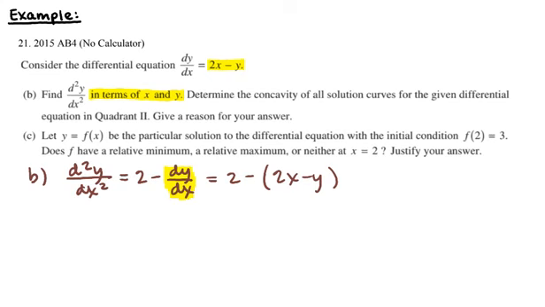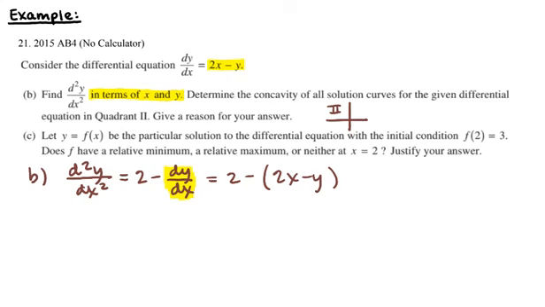Now, as far as the concavity of solution curves for the differential equation in quadrant 2, what can we say about points in quadrant 2? Yeah, x is negative and y is positive. Meaning that 2x minus y has got to be a negative number, right? So 2 minus a negative number has got to be positive.